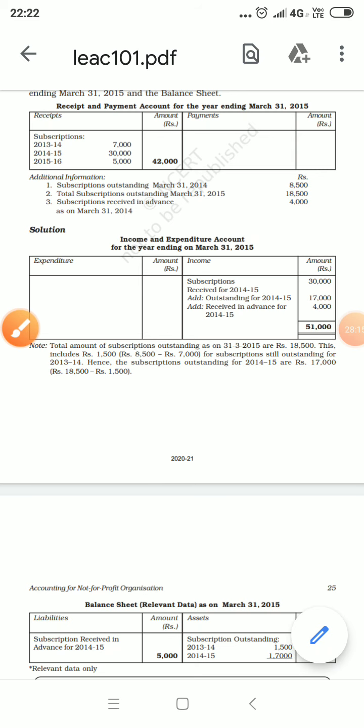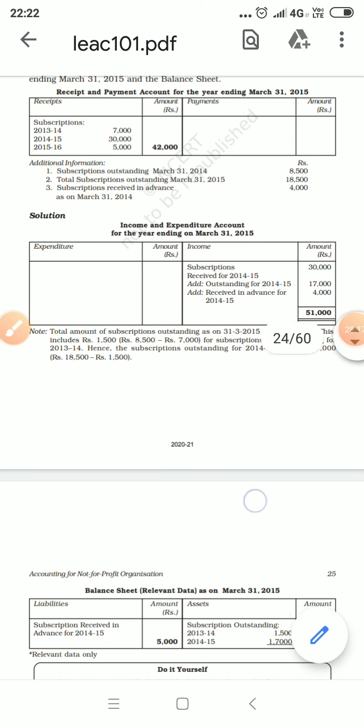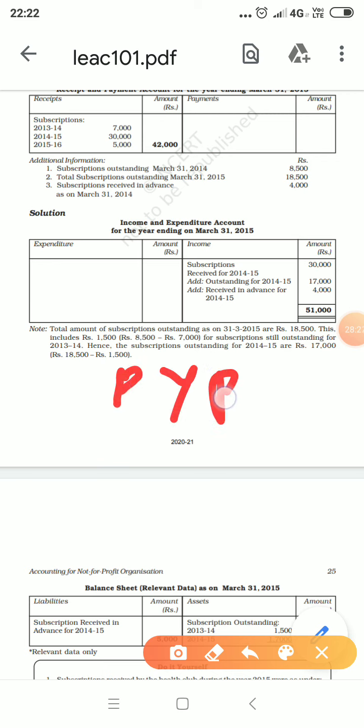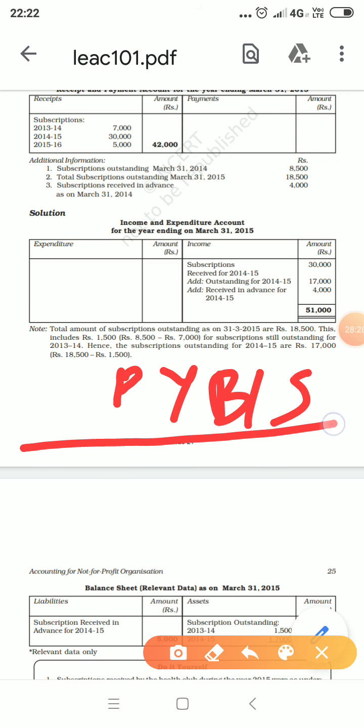Now how will it appear in the balance sheet? Here they have shown the balance sheet for the current year. I will also show you the balance sheet of the previous year side by side. So I will write here previous year balance sheet. This is the liability side. This is the asset side.